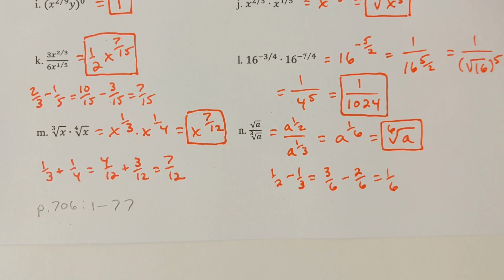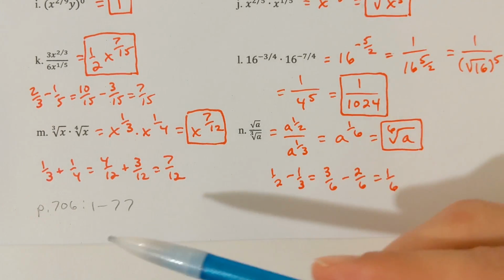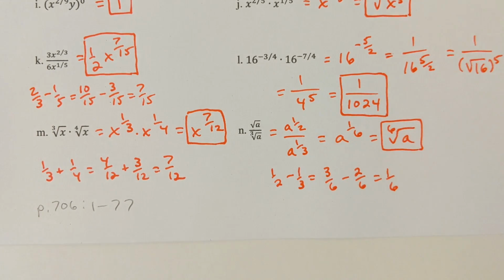So again, make sure that you're paying attention to the form that the book wants the answer to be written in. All right, that's all I had then for this section. The homework is on page 706. Be sure to look at the odd-numbered problems on that page.